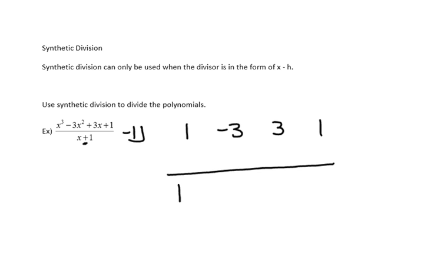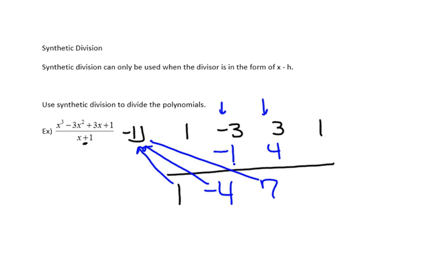Okay, so what do I do? I'm going to bring the 1 straight down. Okay, take this 1, multiply by negative 1, that's negative 1, and add the column. Negative 4 times negative 1 is a positive 4. Add down. 7 times negative 1 is negative 7. Add down. Now, what is a polynomial for this?